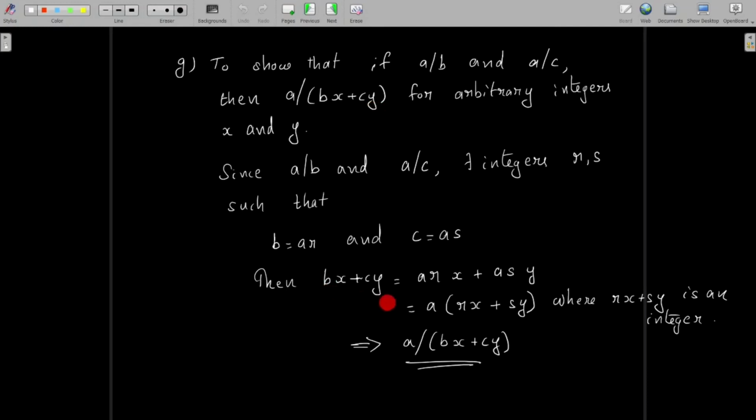So, we start with Bx plus Cy. B is A into r, so we have Arx, plus C is A into s, so we have Asy. Taking A outside, we have A into (rx plus sy). Here r, s, x, y are all integers. Therefore, rx plus sy is an integer. So, we have A into an integer, which is equal to Bx plus Cy. That means A divides Bx plus Cy. So, if A divides B and A divides C, then A divides any linear combination of B and C.